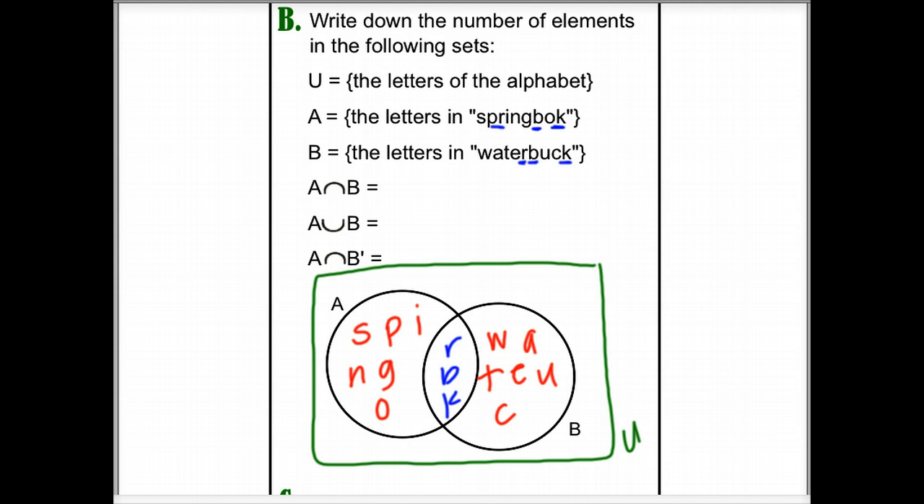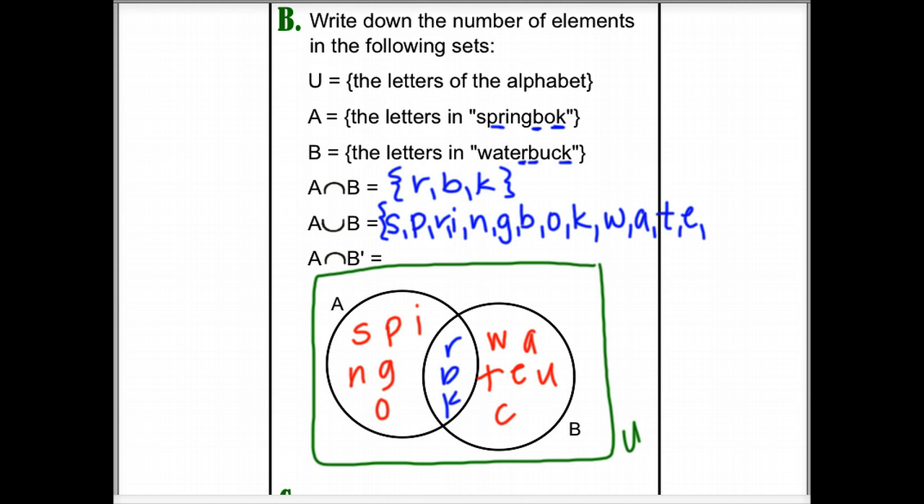So then when I look at A intersected with B, this is going to be the set R, B, K. For A unioned with B, that would be S, P, R, I, N, G, B, O, K, W, A, T, E, U, C. Now when we talk about A intersected with the complement of B, this is where we say A and not B, which is everything that's in A and not in B, which in this case is everything just in this spot minus the overlap, which means our set is going to be S, P, I, N, G, and O.